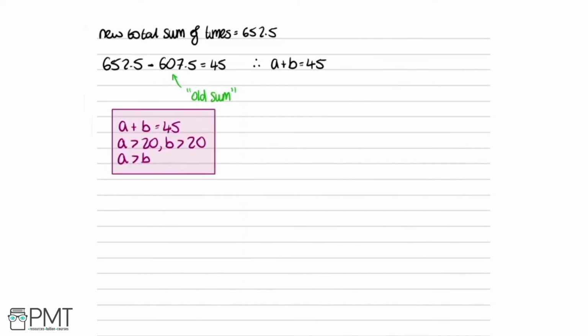Okay, so I've just summarised everything we've worked out so far in this little box here. So we've got A plus B equals 45, A is greater than 20, B is greater than 20. And from the question, it tells us that A is greater than B. Now we just need to find some possible values for A and B that could satisfy this. There are a variety of different values you could have, so you can have a think about that. But the ones I've gone for are A to be 24 and B to be 21, because if we add these together, we get 45. They're both greater than 20 and A is greater than B.